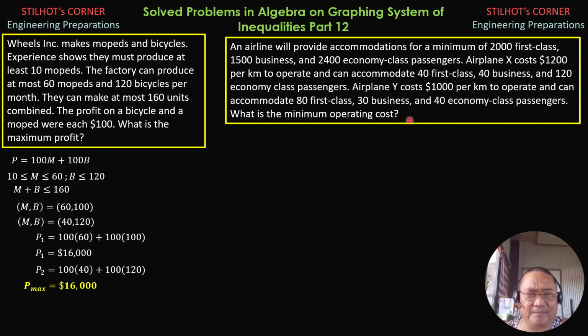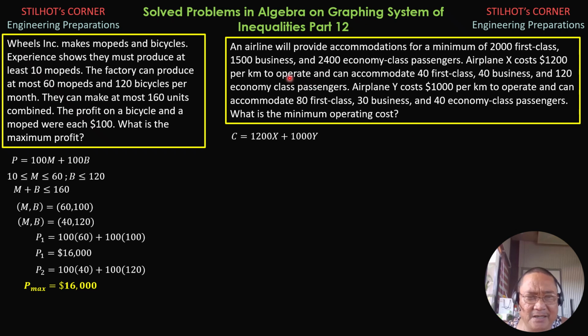So this time we have to minimize the operating cost. That operating cost function is equal to 1,200 times x plus 1,000 times y. So x is the number of planes X that should be used or scheduled, and y is the number of planes Y to be used to minimize the cost. Then subject to the following constraints.